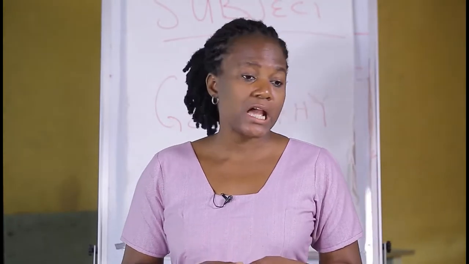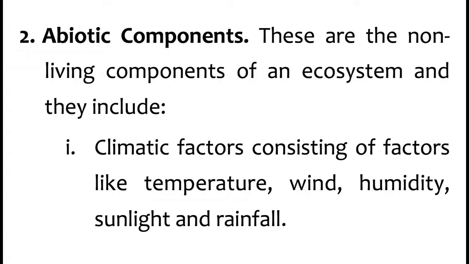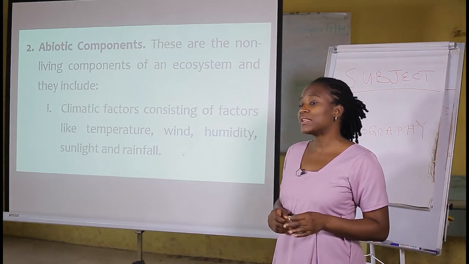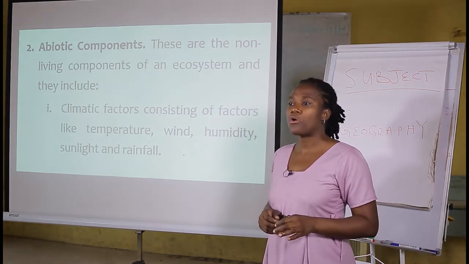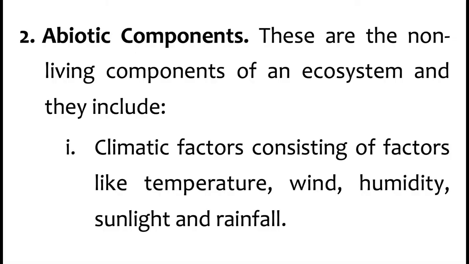Now, that is it for the biotic factors. We'll look at the abiotic components of the environment. We said these are non-living components of an ecosystem. Remember, the biotic components are the living parts of the ecosystem, while the abiotic are the non-living components. They include: one, climatic factors consisting of factors like temperature, wind, humidity, sunlight, and rainfall.